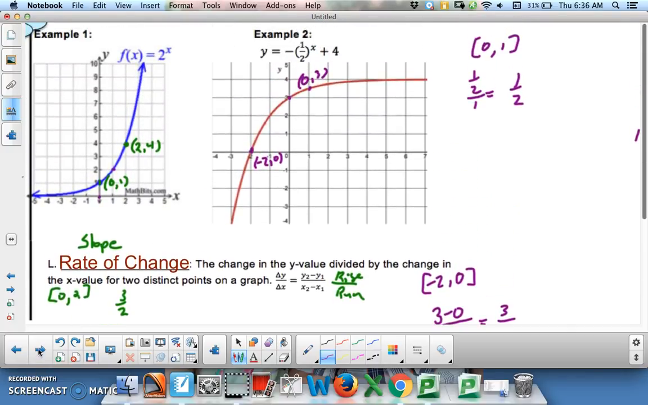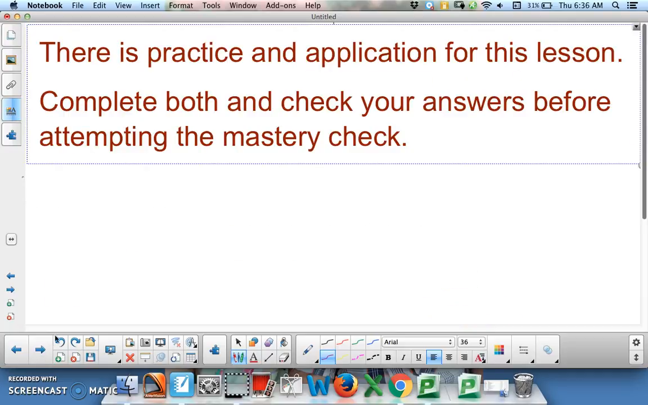All right, go ahead and get to work on your practice. We put it all together for you. There is also an application, so please make sure you do both the practice and the application and check your answers before starting the mastery check. Let us know if you have any questions.